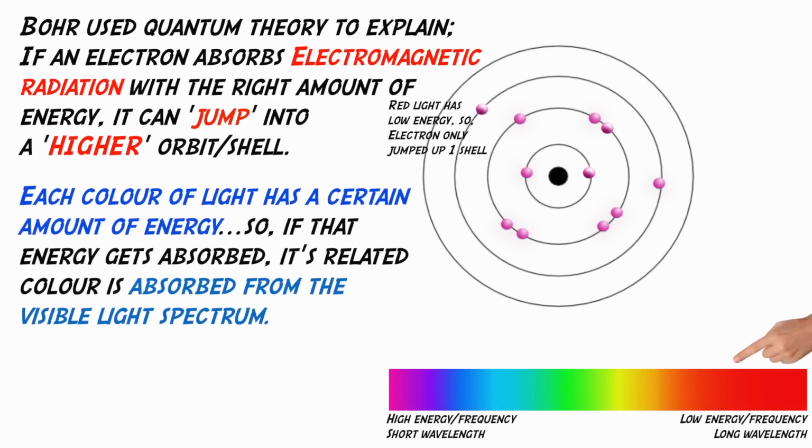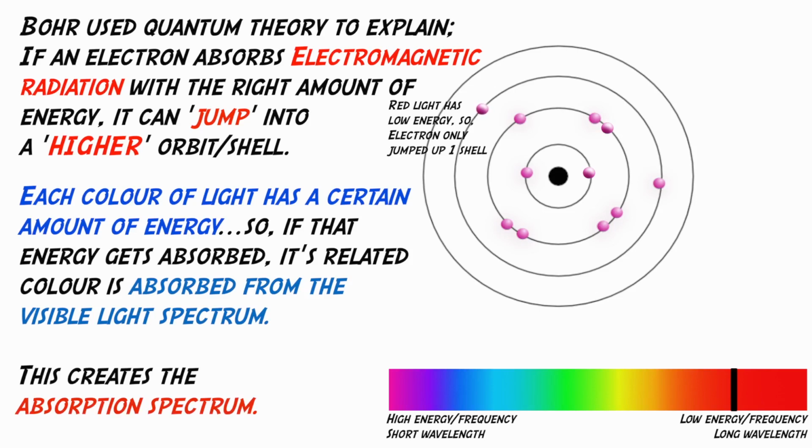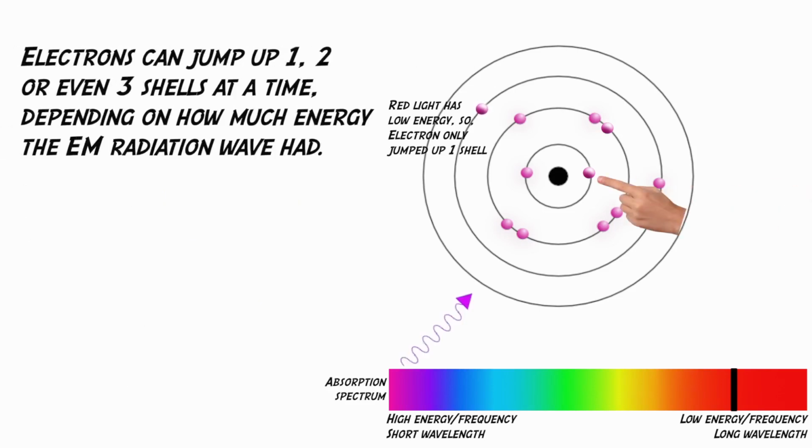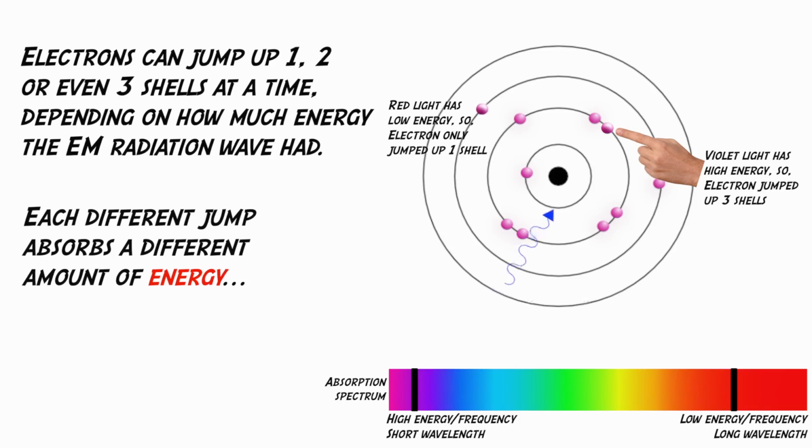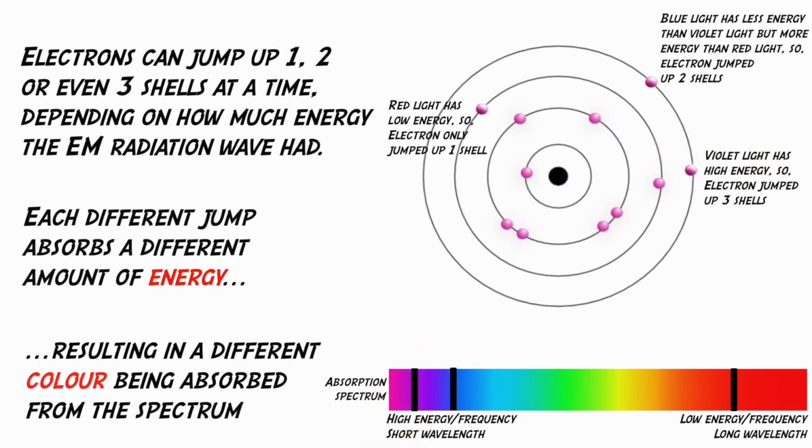Each colour of light has a certain amount of energy, so if that energy gets absorbed, its related colour is absorbed from the visible light spectrum. This creates the absorption spectrum. Electrons can jump up 1, 2, or even 3 shells at a time, depending on how much energy the electromagnetic radiation wave had. Each different jump absorbs a different amount of energy, resulting in a different colour being absorbed from the spectrum.